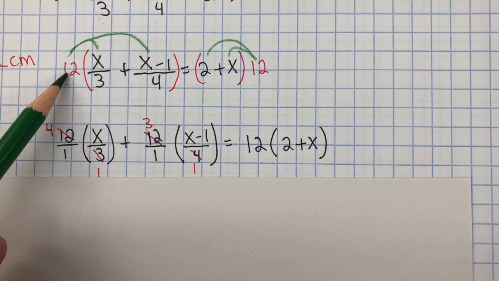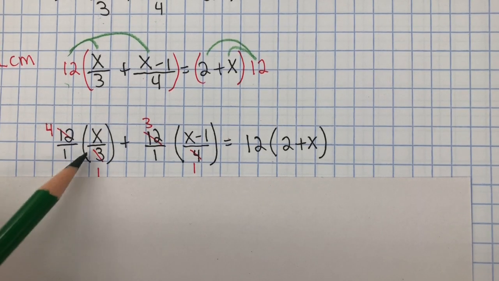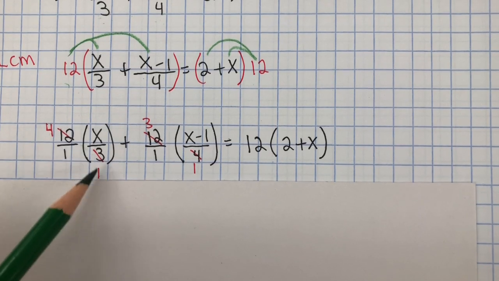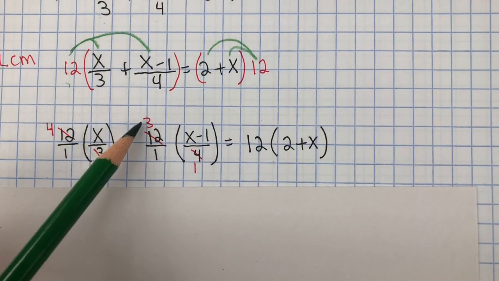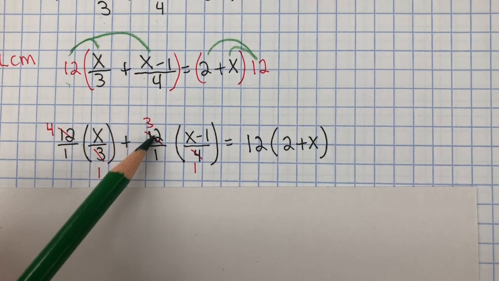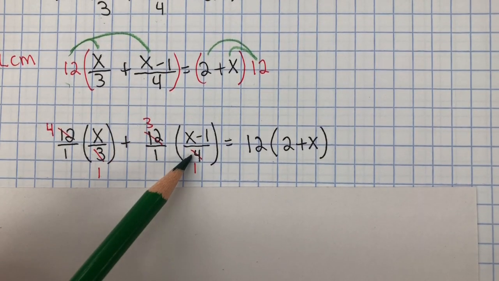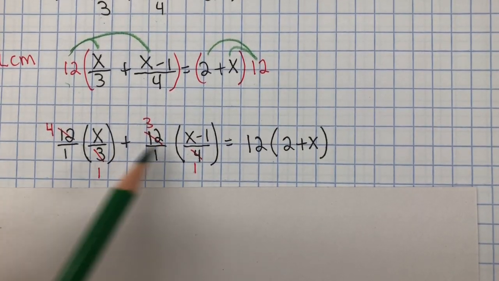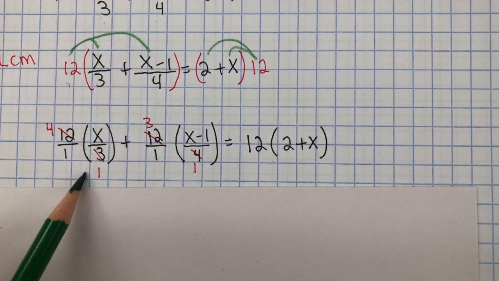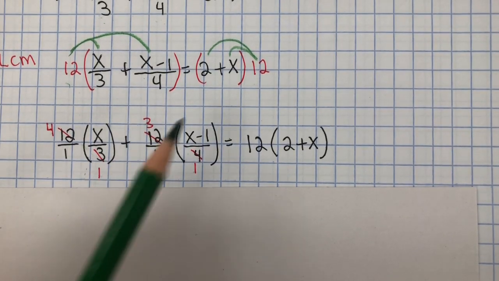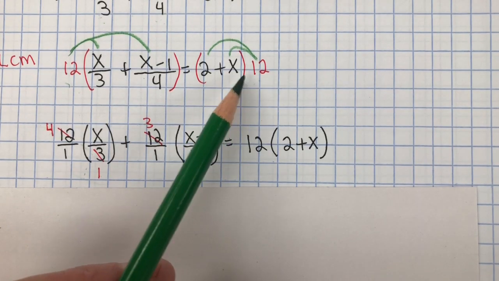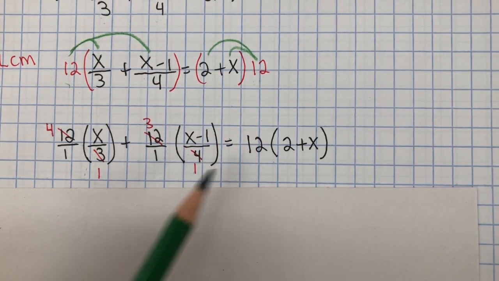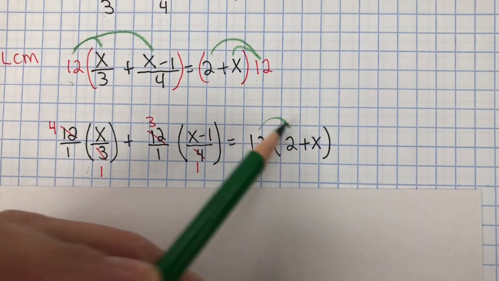So 12, and I'm going to write it as a fraction, 12 over 1. Now we can cross simplify. 12 divided by 3 is 4. 3 divided by 3 is 1. Cross simplify here as well. 12 divided by 4 is 3. 4 divided by 4 is 1. And you can see that we eliminated the denominators on the bottom because anything divided by 1 is itself. And then on the right side, we're going to multiply each term on the right side by 12. And I have that written here, and I'm going to distribute that.